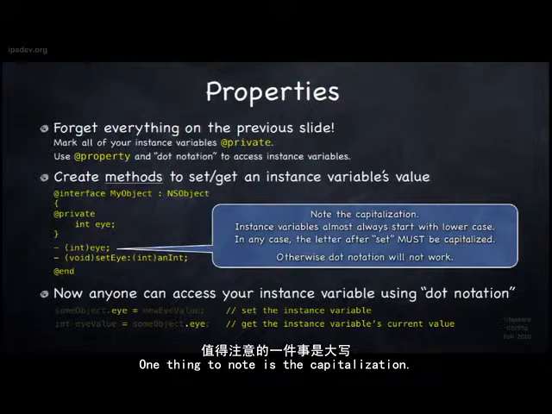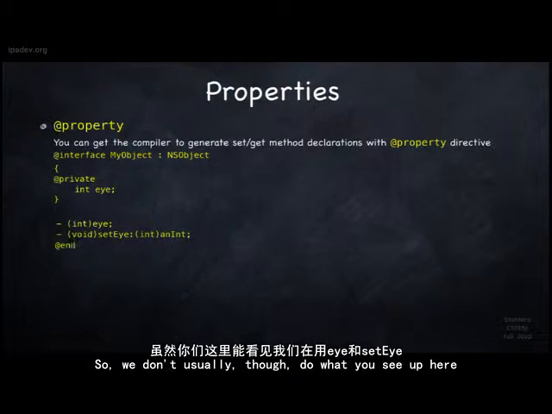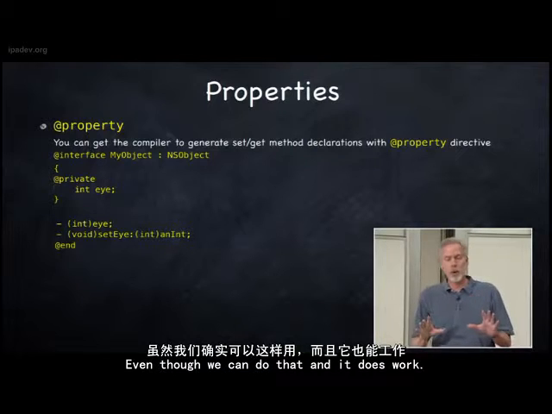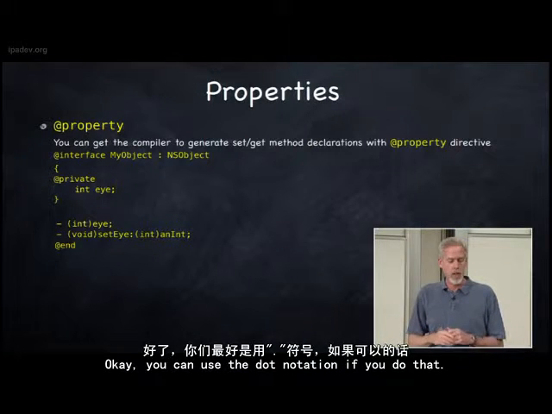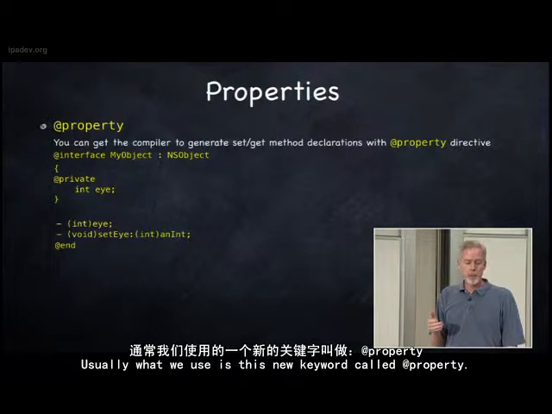One thing to note is the capitalization. I already talked about that. So we don't usually, though, do what you see up here where we have I and set I. Even though we can do that, and it does work, you can use the dot notation if you do that. Usually what we use is this new keyword called @property.